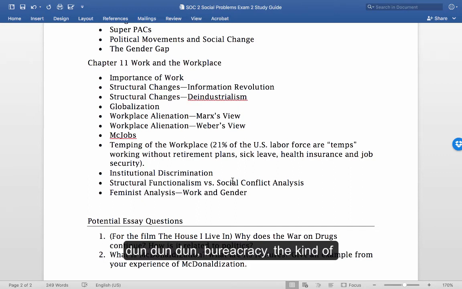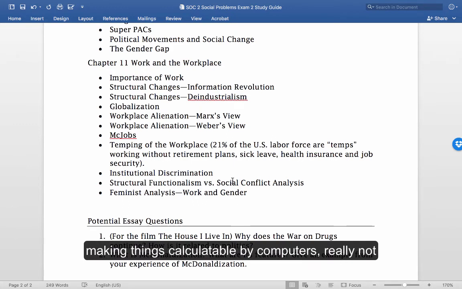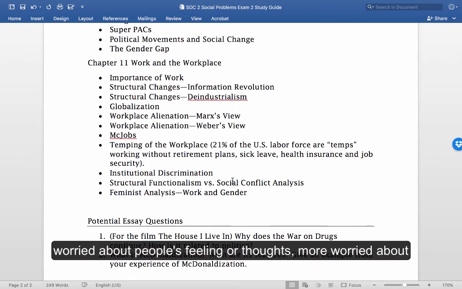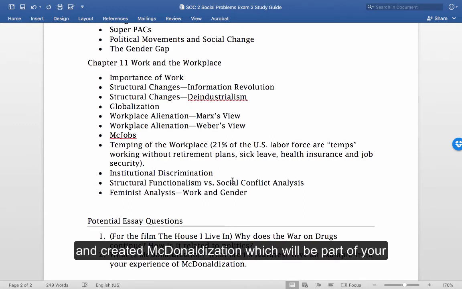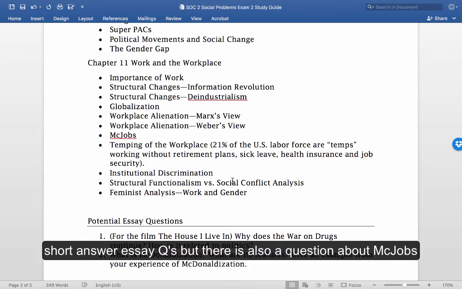The kind of impersonal focus on efficiency, making things calculable by computers, really not worried about people's feelings or thoughts, but worried about their numbers and focusing on that kind of thing, which led to a more extreme version of that. Ritzer says that globalization took this to a new level and created McDonaldization, which will be part of your short answer essay questions. But there's also a question about McJobs.